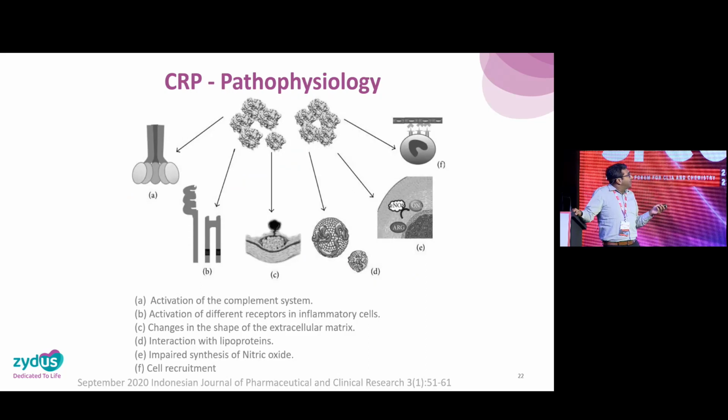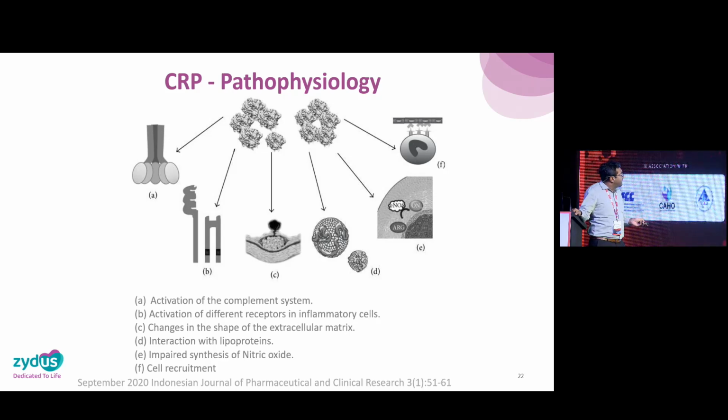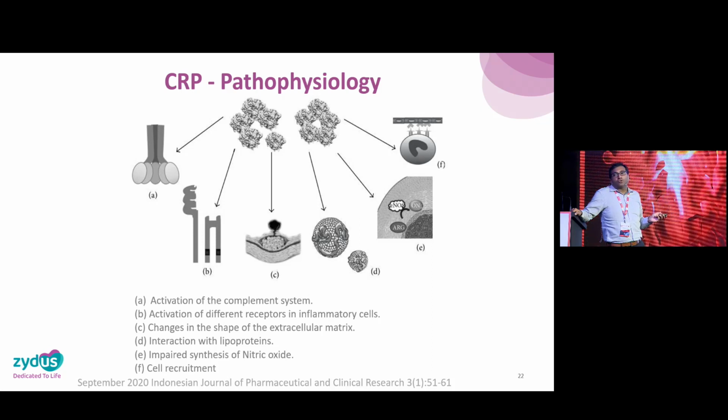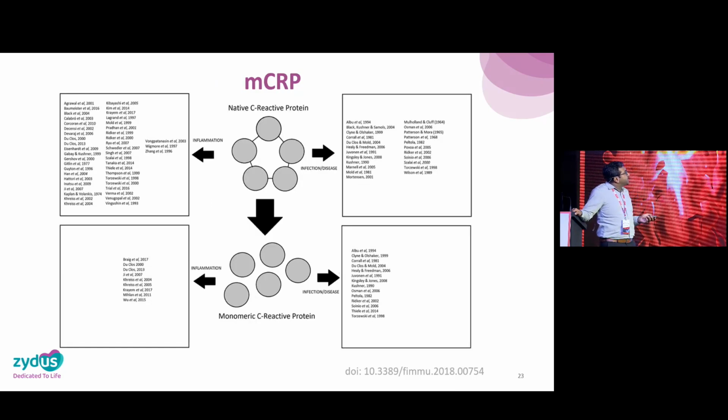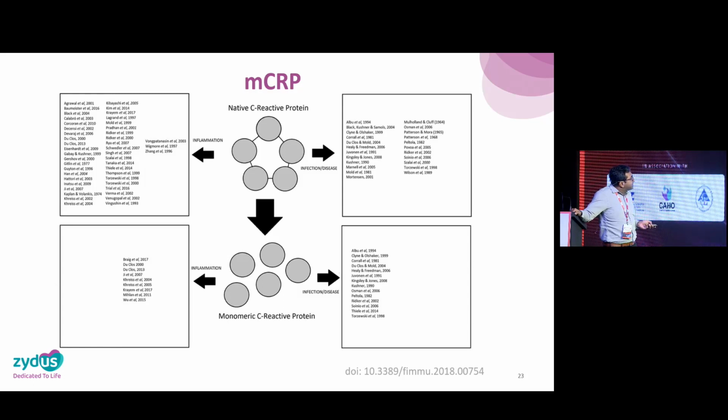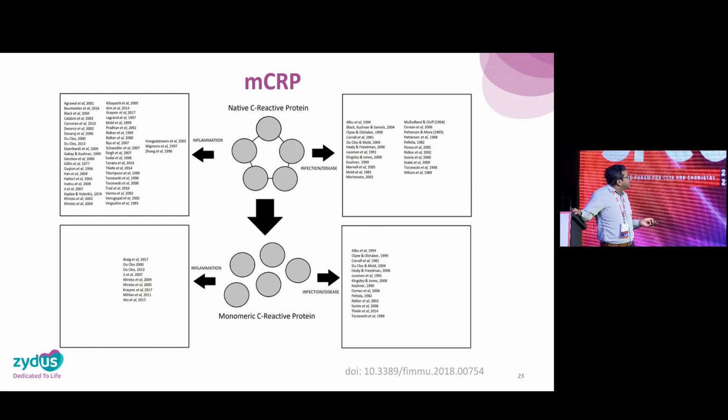This is something which I wanted to highlight, which is probably not available everywhere. The change in the shape of the extracellular matrix is again associated with the CRP monomer, mCRP. So these are the papers. It's a meta-analysis which was done. This is probably the monomeric CRP. People are working on that. Here they have given the hypothesis of that. Here they have given the confirmation.